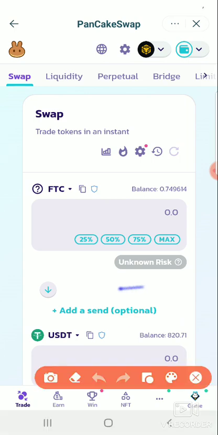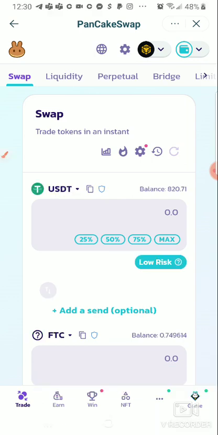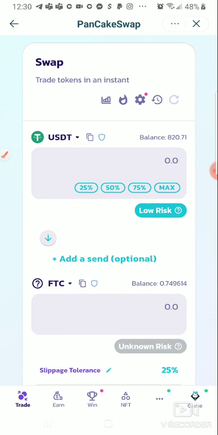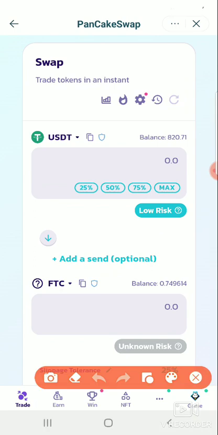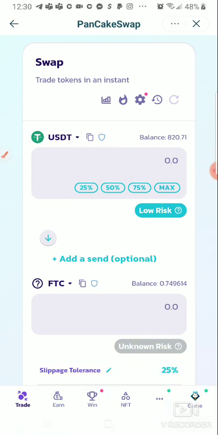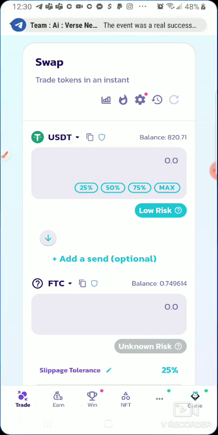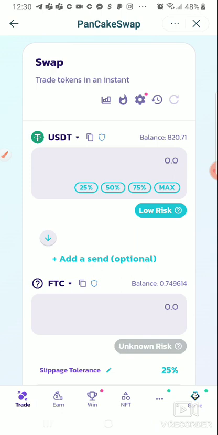FTC is at the top currently. What I'm going to do is use that tool right there, and I'm going to flip them. So now I have the USDT at the top, and I have the FTC at the bottom. Typically, one can quickly use 25% of their account, 50%, 75%, or all of their account to perform a trade. What I'm going to do is, I know the price of FTC is around 440, 450 right now.